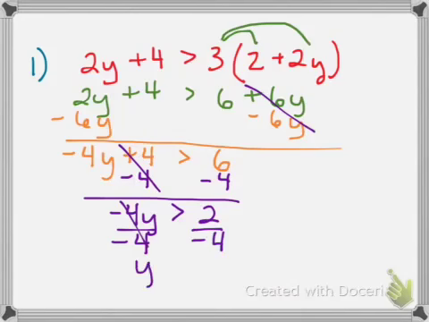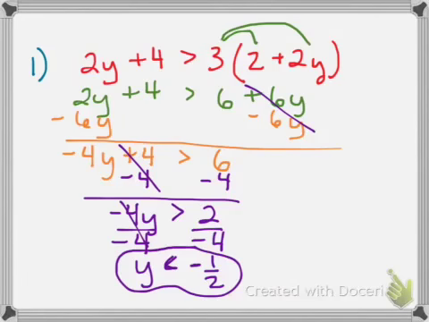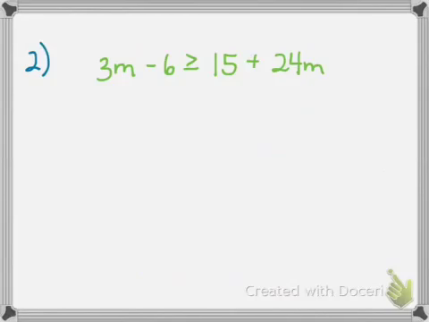And so I have y. Since I divided by a negative coefficient, I'm going to flip my inequality symbol. And so now I know that 2 divided by negative 4, or I can read this as 2/4, is the same as negative 1/2. So for number 1, you should have gotten y is less than or equal to negative 1/2. So let's see how you did with number 2.